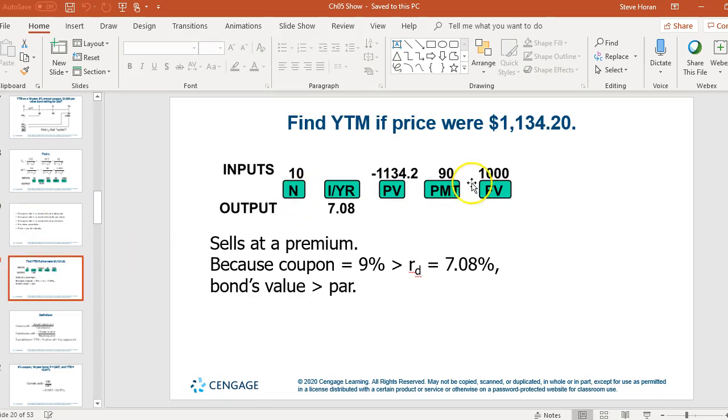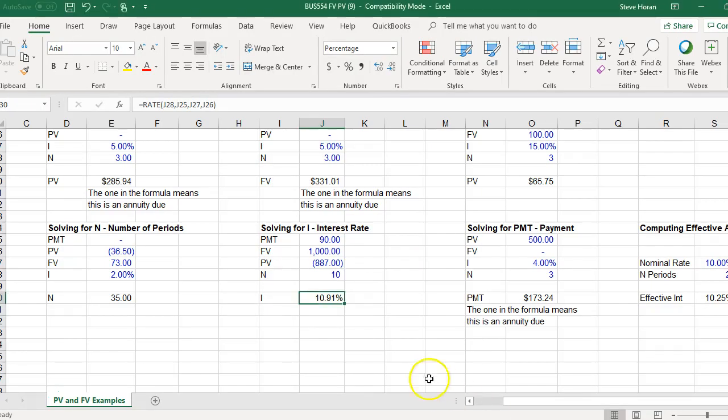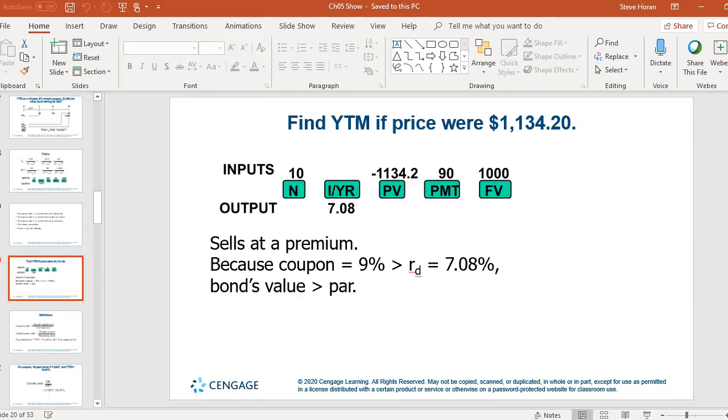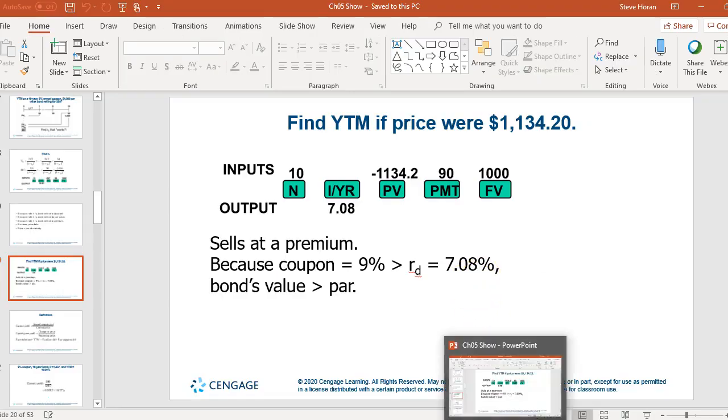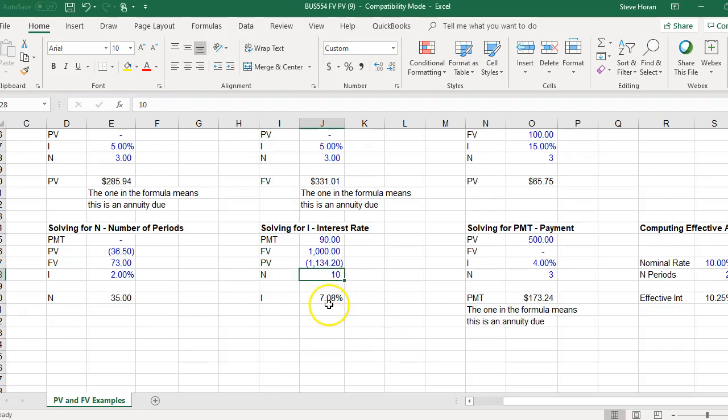Okay, so what's YTM if the price changes? Everything's the same here, but YTM is now going to drop because the price of the bond is $1,134.20. So let's type in 1,134.20. I get 7.08. Okay. So as that price went up, yield to maturity went down, right? This increased, YTM went down.